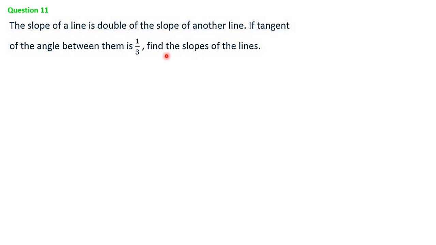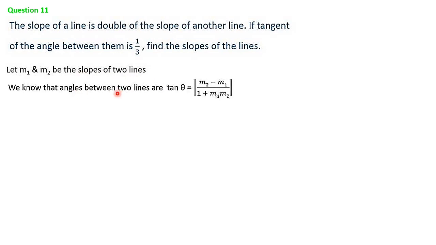Let m1 and m2 be the slopes of the lines; we have to find m1 and m2. We know the formula for the angle between two lines: tan theta is equal to modulus of (m2 minus m1) by (1 plus m1 m2). This is the formula we are going to use. Here tan theta, the tangent of the angle between them, is given to us as 1 by 3.